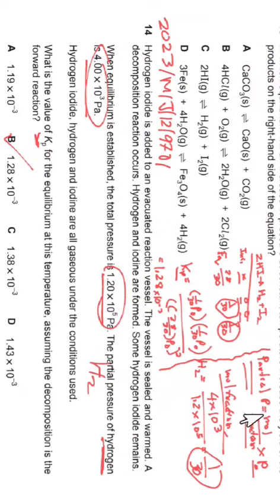Partial pressure is the mole fraction into total pressure and we take total pressure as P0, and after writing this equation we can see that P0 cancels each other out. So the final value of Kp comes to 1.28 × 10⁻³. So the answer would be B.